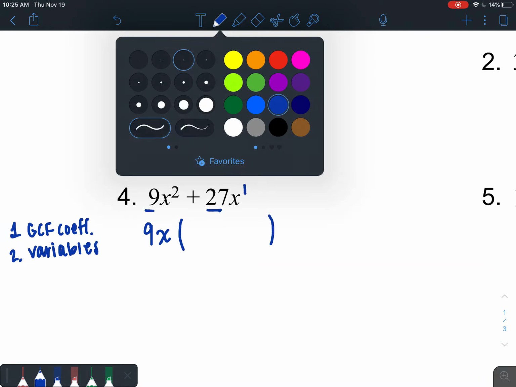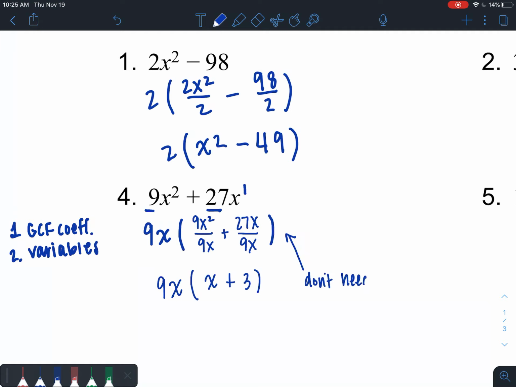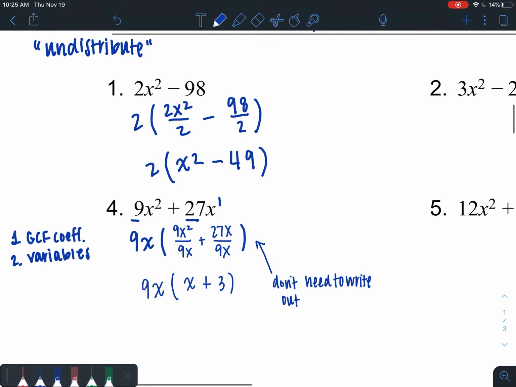So I'm going to take 9x squared divided by 9x and 27x divided by 9x. And so then that is equal to 1x plus 3. You don't have to write this out every time, but I am because of the fact that these notes are online.